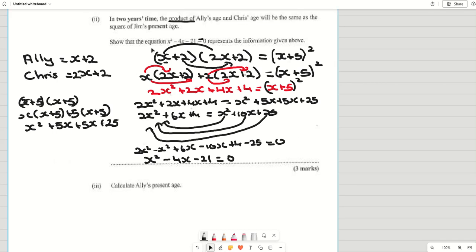And that is how we would show the statement they gave here: in 2 years' time, the product of Ali's age and Chris' age will be the same as the square of Jim's present age. You have to show that statement is equal to x squared minus 4x minus 21 is equal to 0.